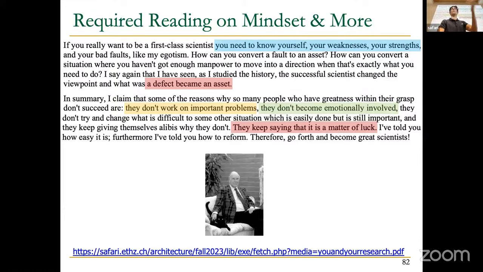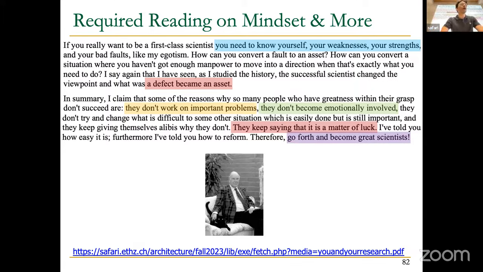Not from Richard Hamming, but from a very famous painter, Picasso. He was once asked, where did you get the inspiration from? And he said, I don't know. The only thing I know is that inspiration always comes when I'm working. So this is what you have to do. And in the end, you will become great scientists, or at least great students of this course.